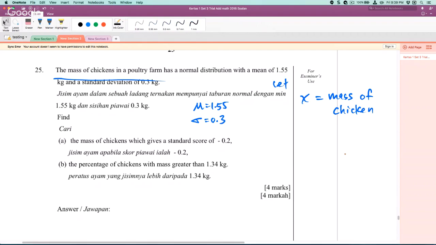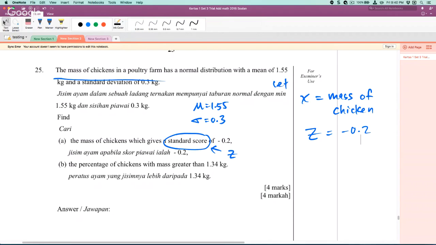Okay, so in this case, they ask you to find a mass which gives the standard score. What is the standard score? Yeah, standard score basically is a Z value. Please remember all these scientific terms or mathematic terms. Standard score means Z value. That means the question tells you Z equals negative 0.2.